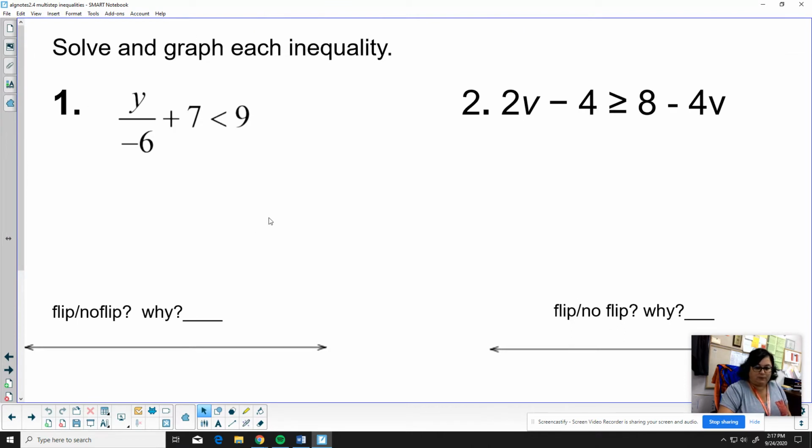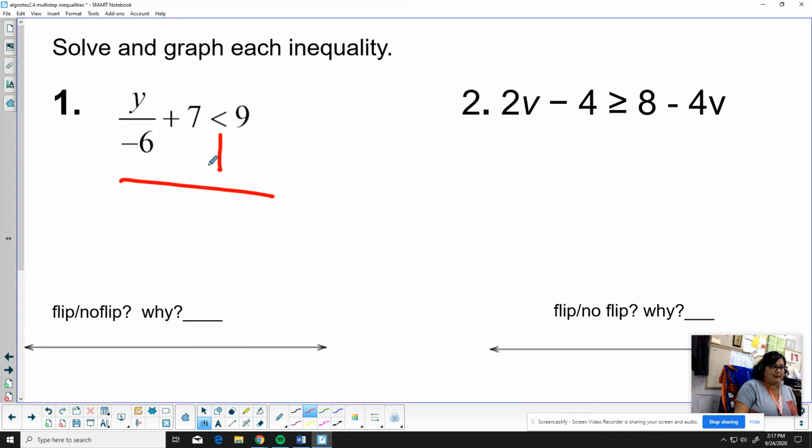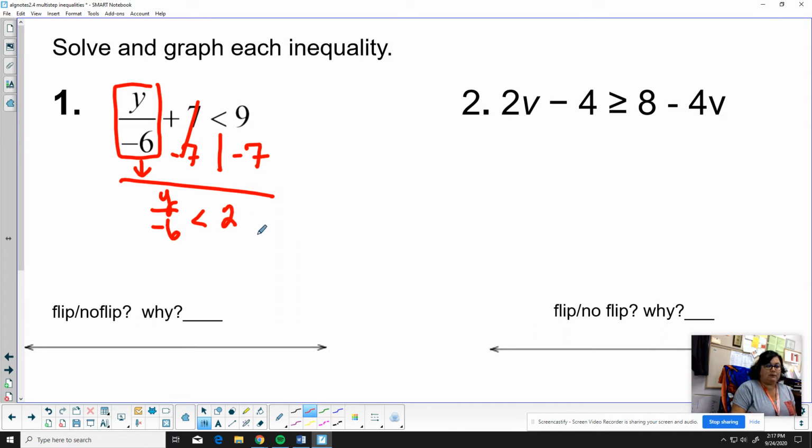All right, so our first one right here. y over -6 plus 7 is less than 9. So it's a two-step, so I'm going to make a t, and I'm going to put a box around this fraction. Which means I need to go after the plus 7. So I'm going to subtract 7 on both sides. So the 7's cross out, and the fraction or the box drops down. And that's 2 if you use your calculator.